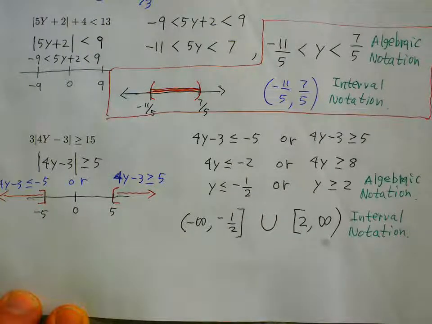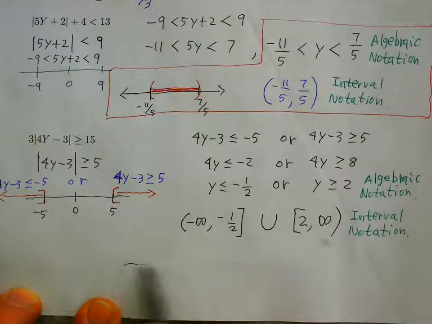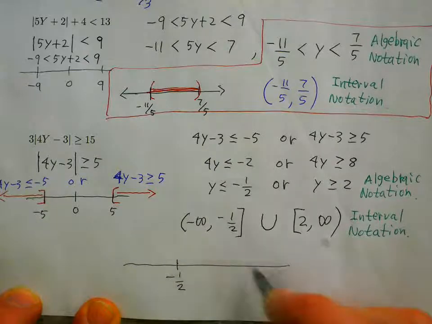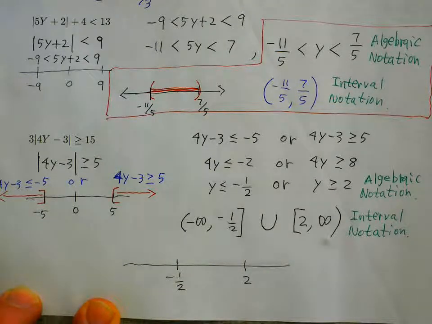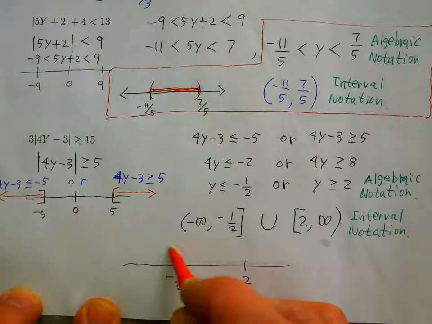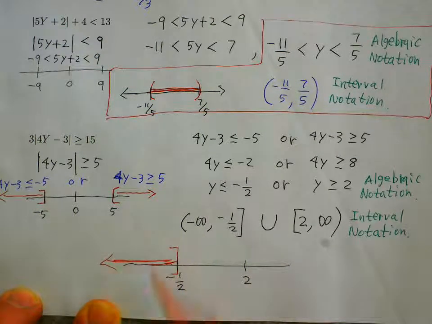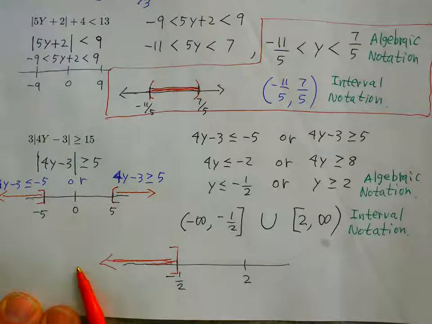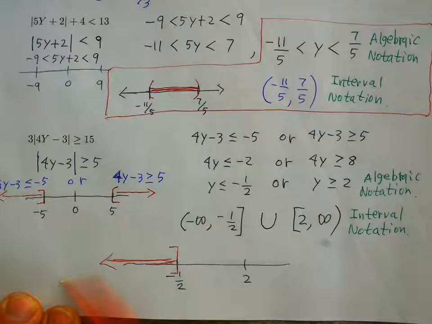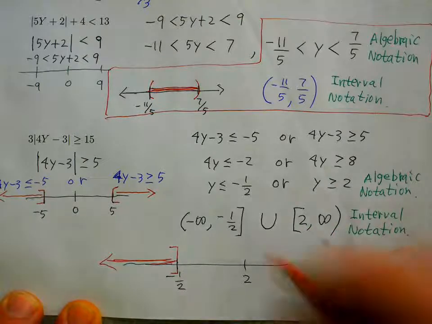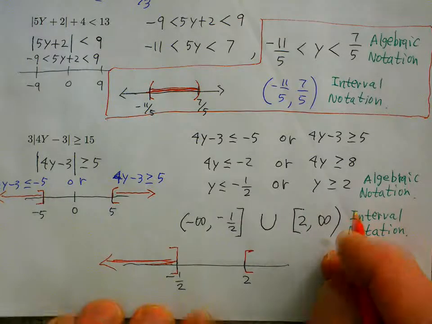Let's go ahead and sketch a graph of the solution. So if we plot the points negative 1/2 and 2, then this part of the number line from negative infinity up to negative 1/2, we have a bracket at negative 1/2 and shade to the left. On the left here is where negative infinity is. And then on the right, 2 to infinity, including 2, so we put a bracket at 2, shade to the right.